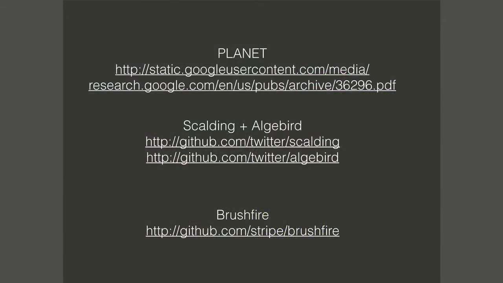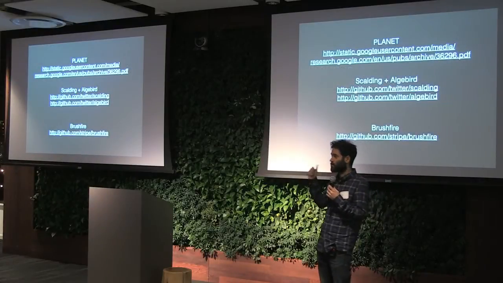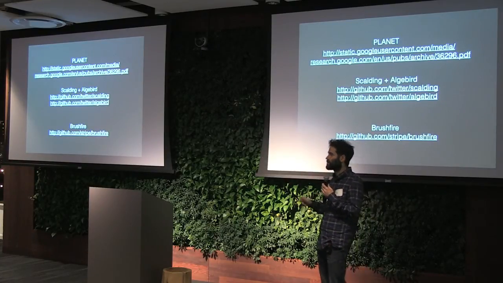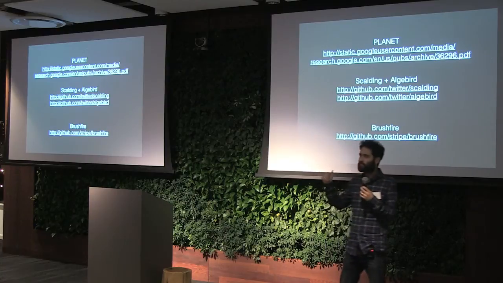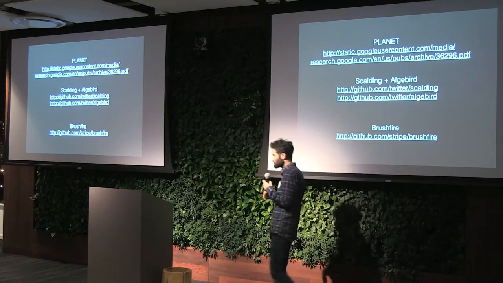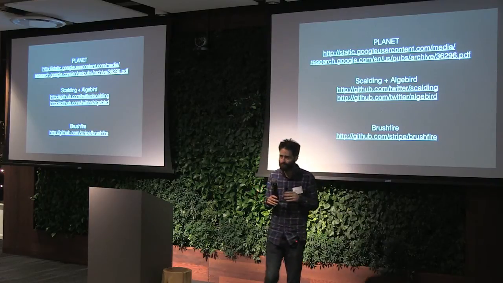OK, just some links and questions. Planet was a paper out of Google that inspired the design of this pretty heavily, where they talk about how Google does decision tree learning on top of MapReduce. Scalding and Algebird obviously provide the foundation for this, and Brushfire is the framework itself. Questions?